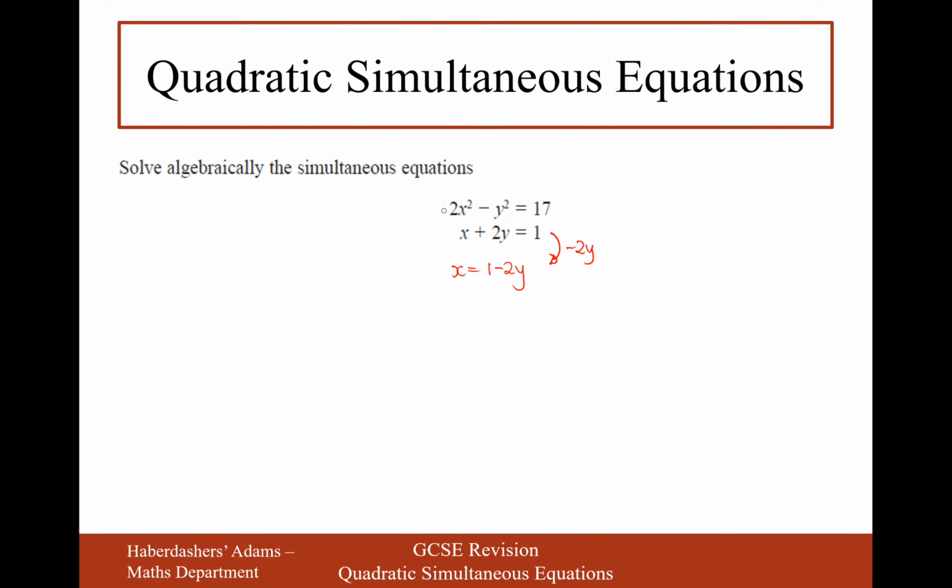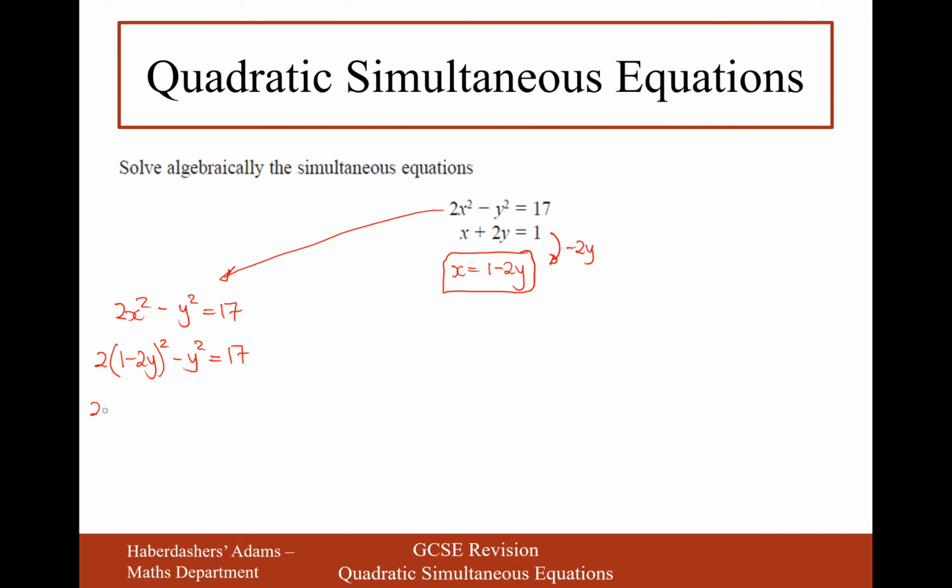So in the slightly harder equation on the top, 2x squared minus y squared equals 17, I'm going to be replacing the x letter this time. It would be much easier to do that rather than thinking about dividing by 2, so I'm going to replace x equals 1 minus 2y. So it's going to be 2 bracket 1 minus 2y squared minus y squared equals 17.